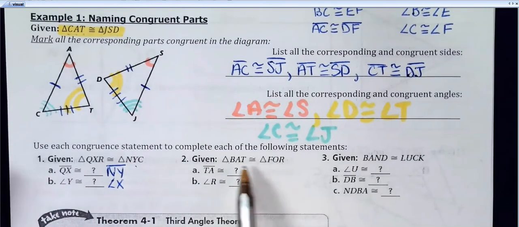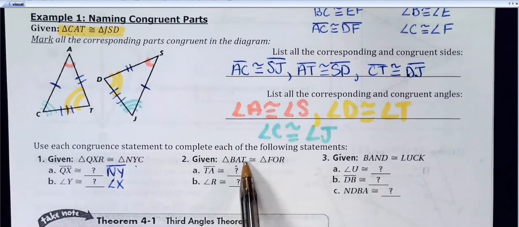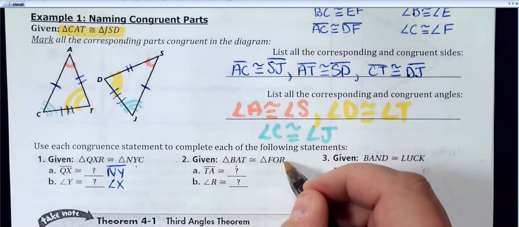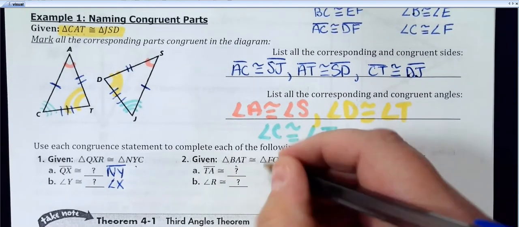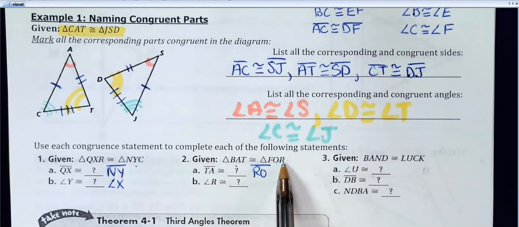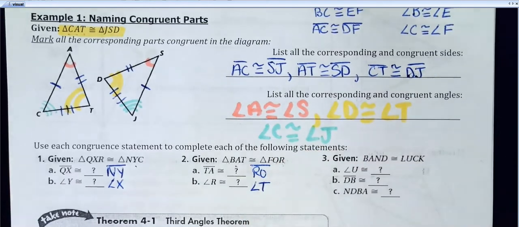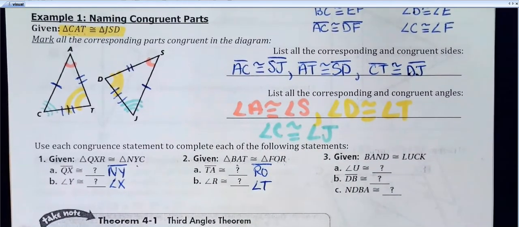This one says triangle BAT is congruent to triangle FOR. So TA, this would be the last letter and the middle letter. So I'm going to do the same thing over here, last letter, middle letter, so it would be RO. And angle R, that's the last letter here, so it would be angle T, which is the last letter in that first list. Okay, this is four different letters, BAND and LUCK.